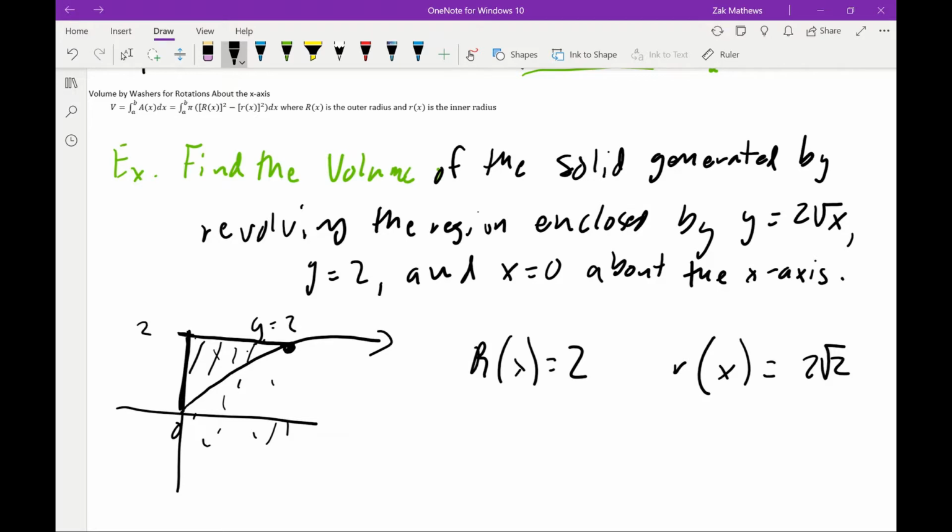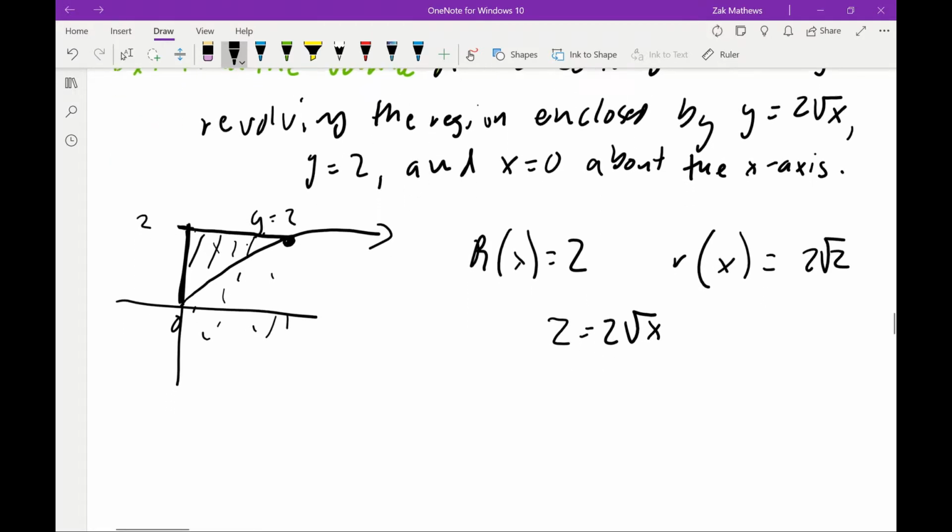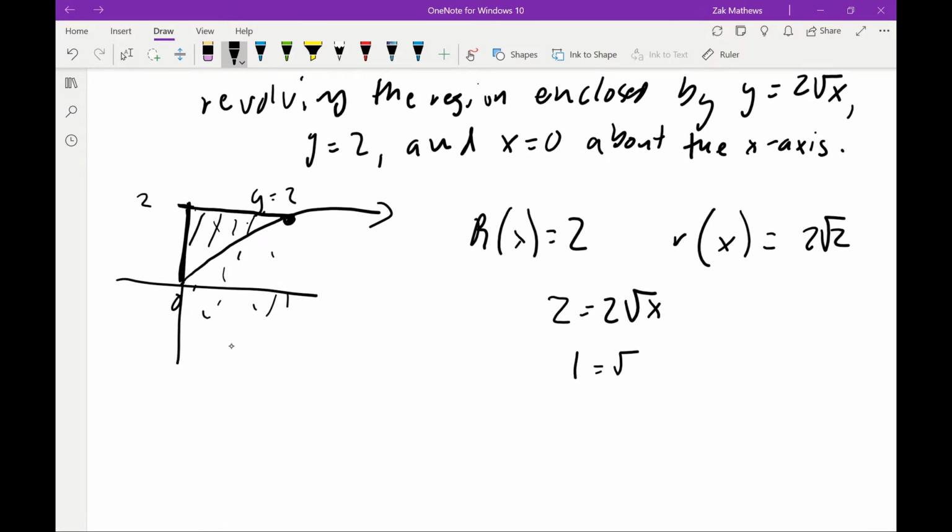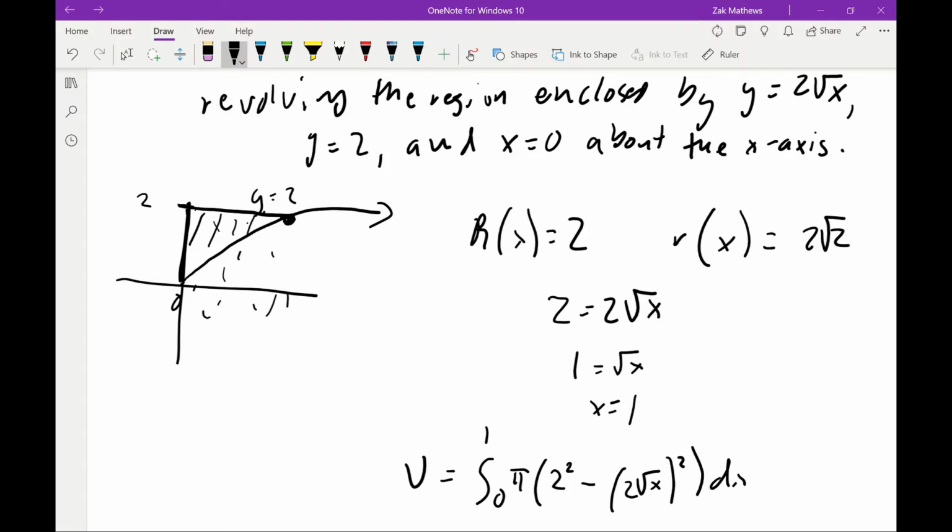So I need to set up an equation. When is 2 equal to 2 square roots of x? Well, I can divide the 2 over, and I get x to be really plus or minus 1, but we're clearly looking at only the positive side, so I only need to worry about the 1. So now we can find that volume. We're going to be integrating from 0 to 1. Our pi needs to be there. Then our outer radius would be the 2 squared. Our inner radius is the 2 square root of x squared dx.